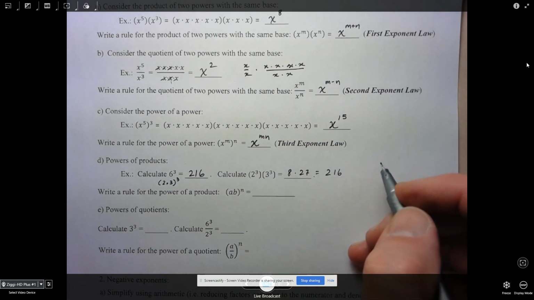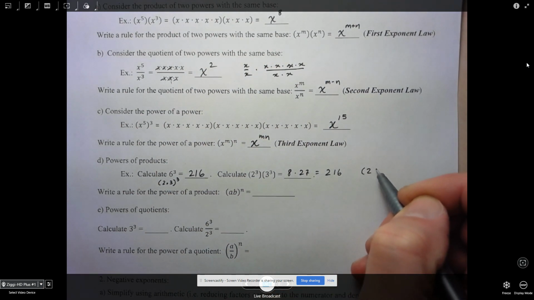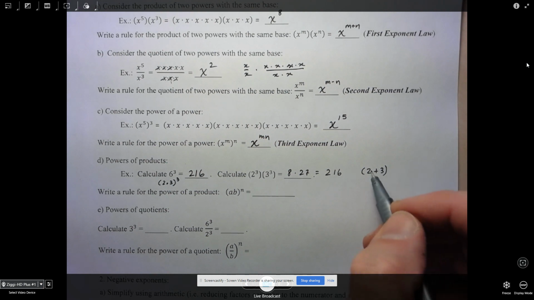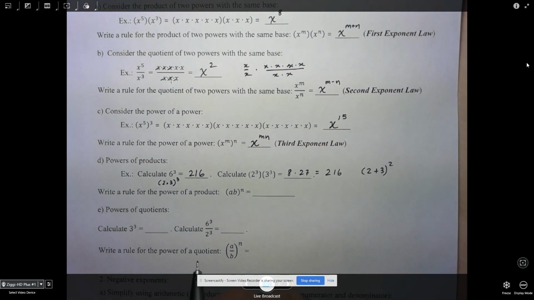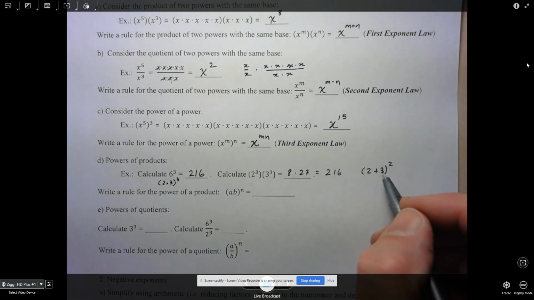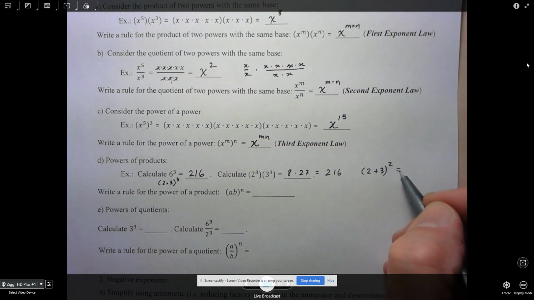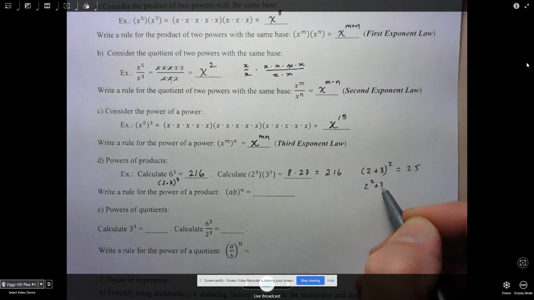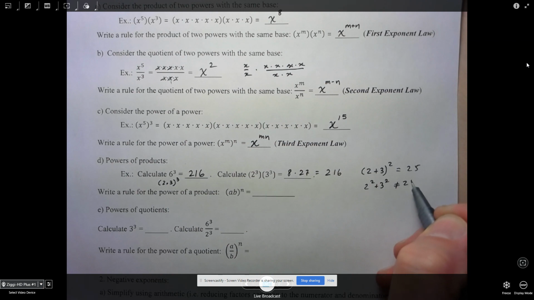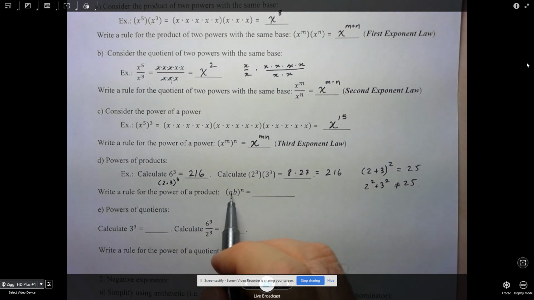Now, of course, you have to be careful because this does not work when we're adding two numbers in the bracket. And if you test it out, well, 2 plus 3 is 5. Okay, so 5 squared is 25. But if I do 2 squared plus 3 squared, I do not get 25. Okay, I get 9 plus 4 is 13. So this here works for products, but not sums or differences.